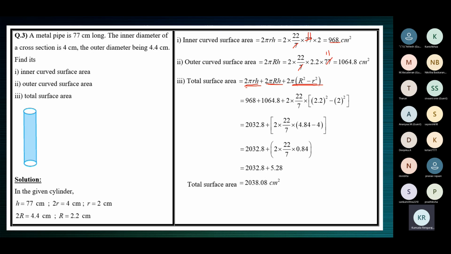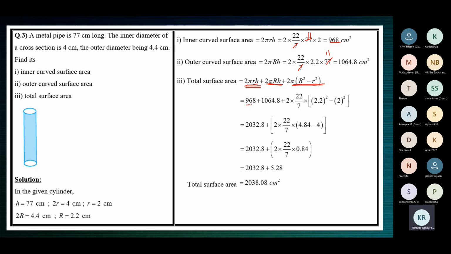Total surface area is equal to inner CSA plus outer CSA plus area of two rings. These are the surfaces which have to be painted. That's how we understand total surface area. All that surface which is available to be painted, or which is exposed to be painted, will make the total surface area. So this we already found.